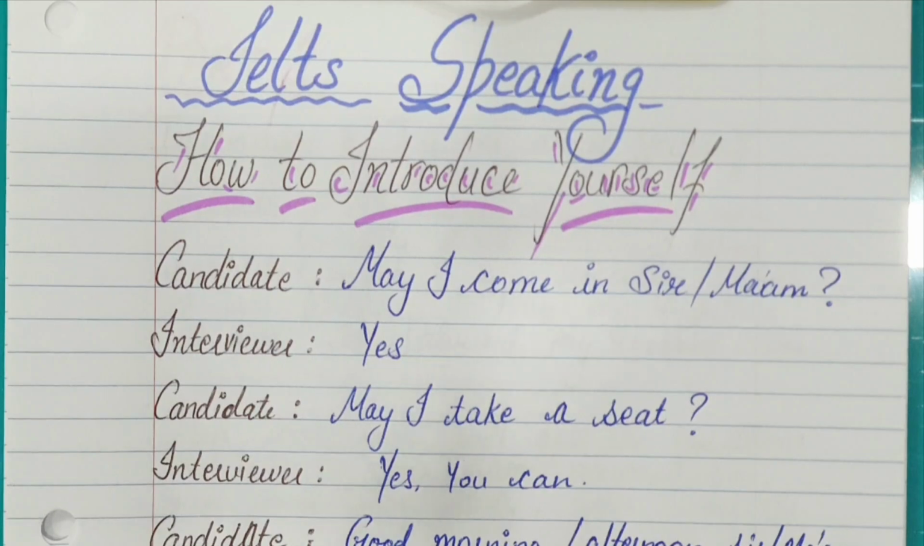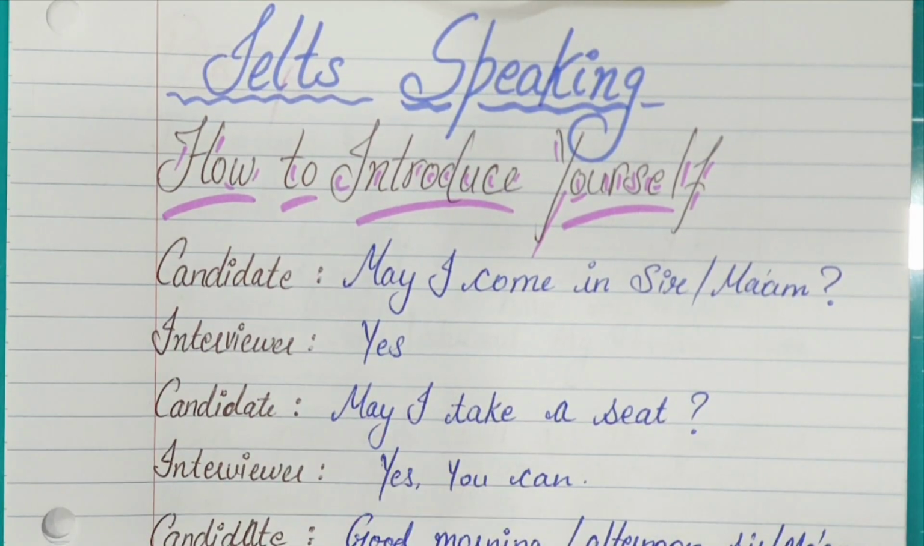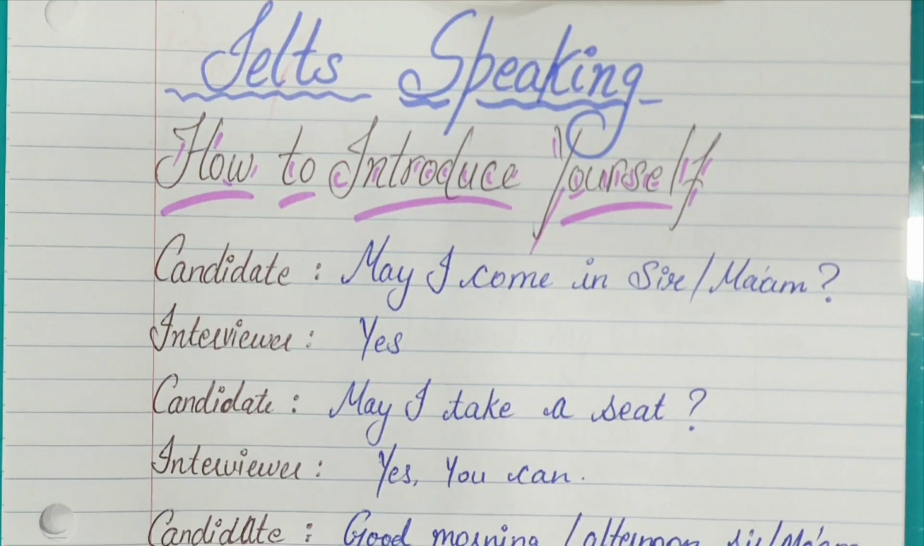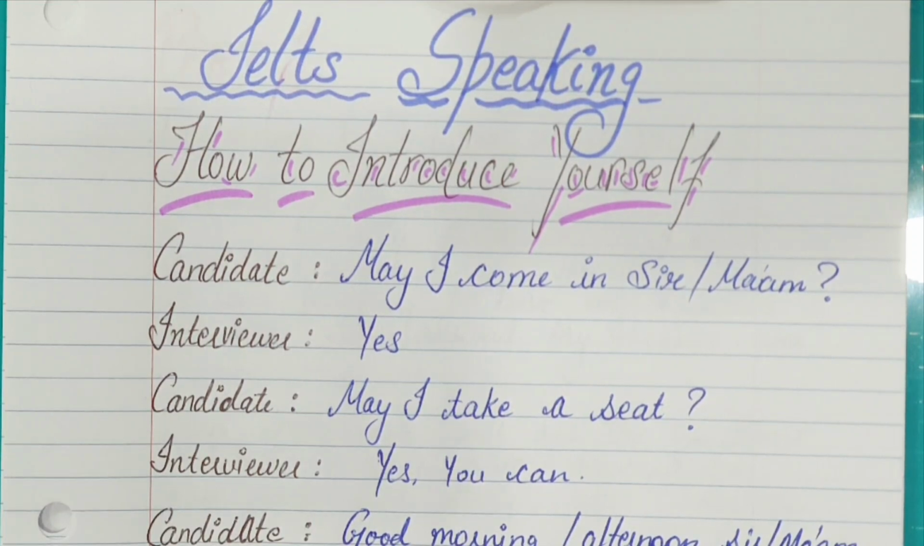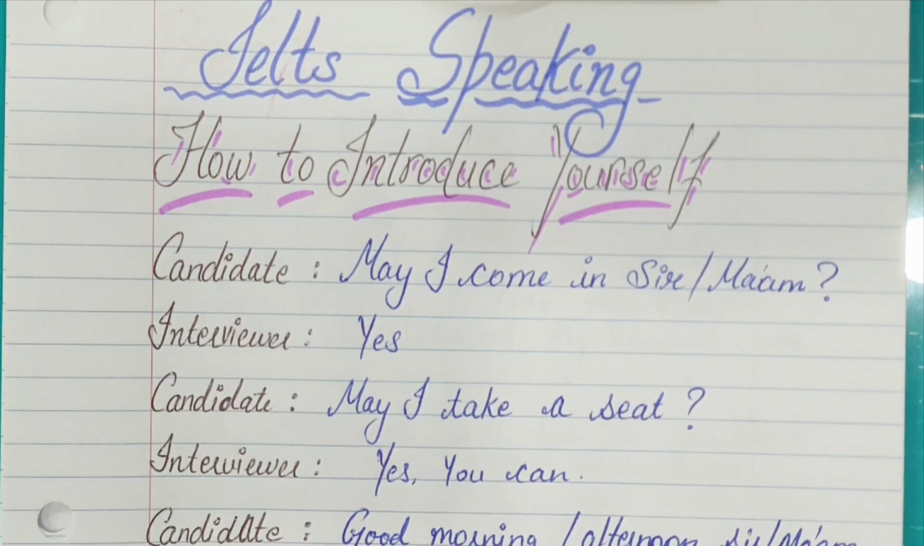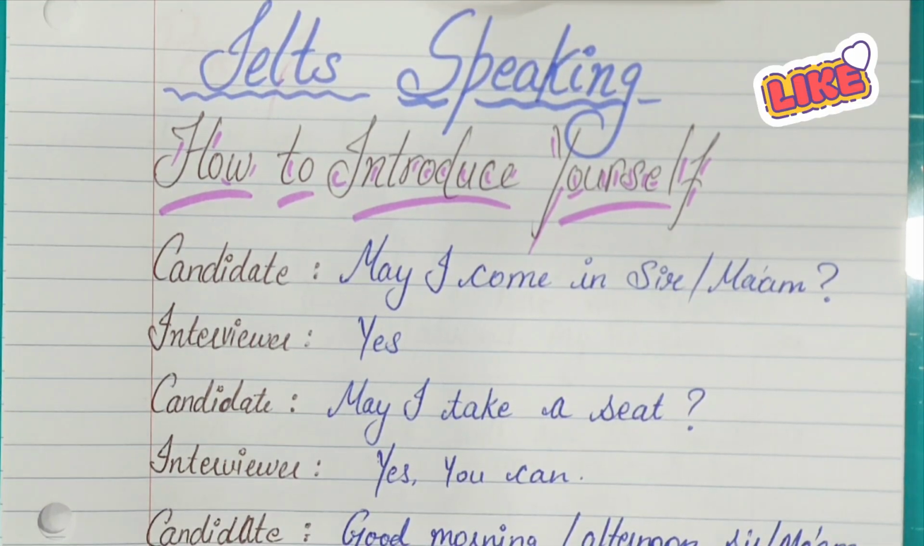Next, the candidate will say, may I take a seat? May I sit here? So obviously the interviewer will say, yes, you can. Sometimes they tell you to sit down first. Then again you do not have to ask him, may I take a seat.